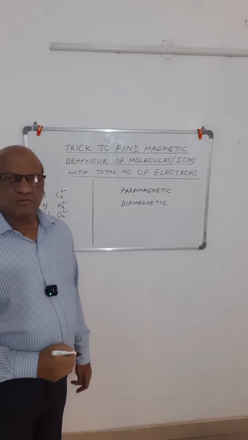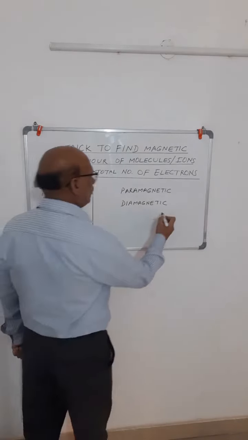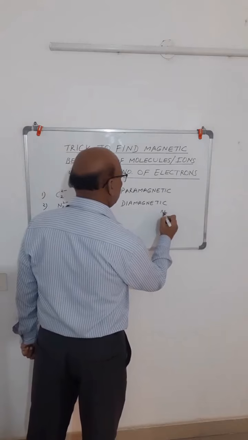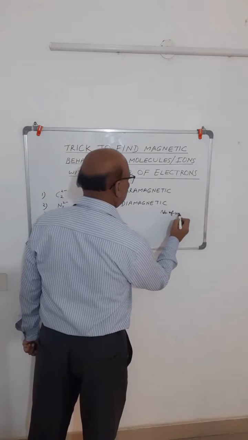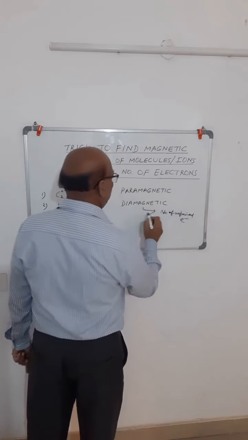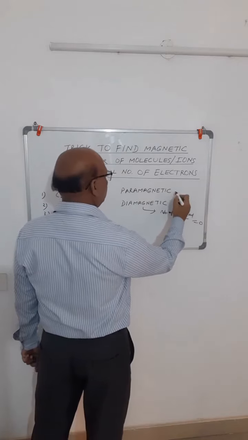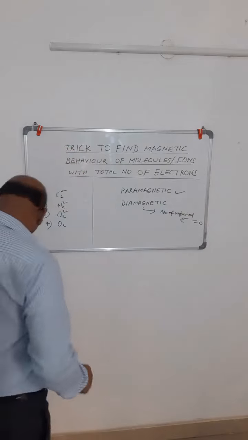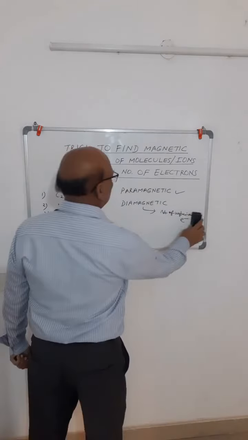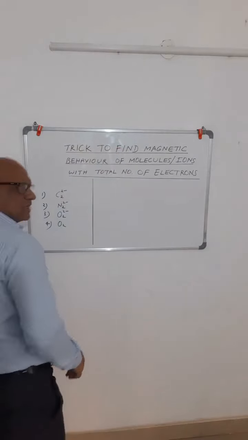वैसे तो हम जो molecular orbital theory से उसका detailed electronic configuration लिखें और we find the number of unpaired electrons. Okay, if the number of unpaired electrons is 0, then we say it is diamagnetic. Okay, and when number of unpaired electrons is non-zero, then we say it is paramagnetic. लेकिन अभी हम एक ट्रिक बताएंगे आपको how to find the magnetic behavior without writing the detailed electronic configuration.